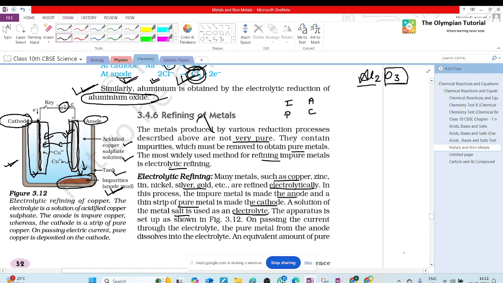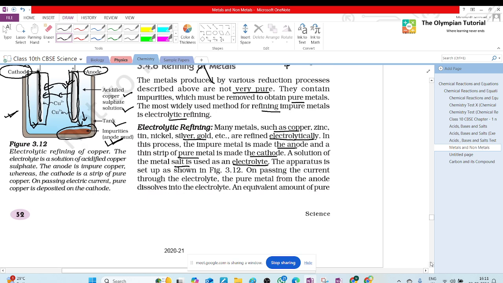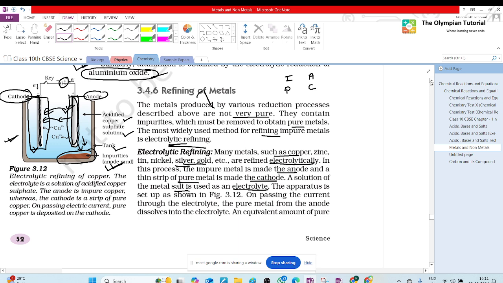Now, refining of metals. The metals produced by various reduction processes described above are not very pure. They contain impurities which must be removed to obtain pure metals. The most widely used method for refining impure metals is electrolytic refining. Electrolytic refining means an electrolysis process takes place here. Many metals such as copper, zinc, tin, nickel, silver, gold, etc. are refined electrolytically.